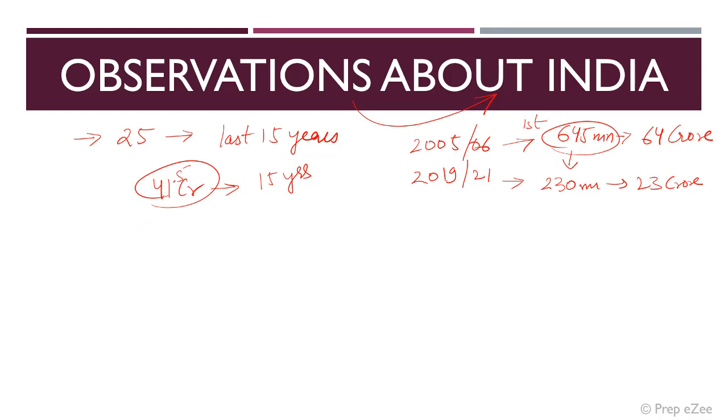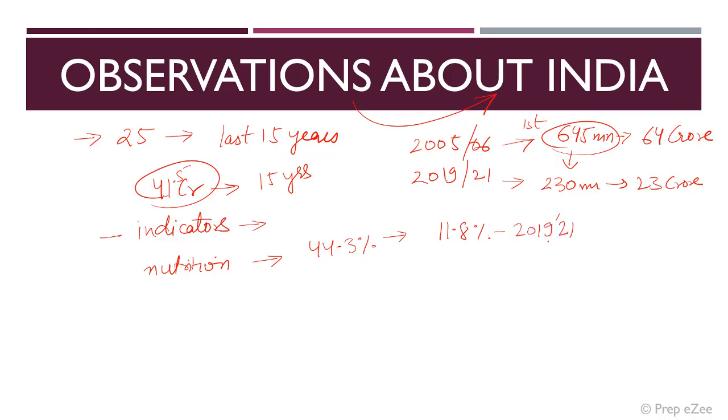Now again, as we see in this report, India has shown improvements in almost all indicators. Let's say, for example, if we talk about the most improved areas, let's say nutrition. Almost 44.3% were undernourished in 2005-6. This fell to 11.8% in 2019-21. So that is again a good achievement.